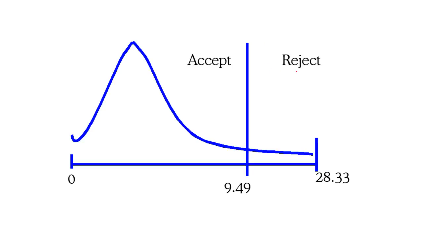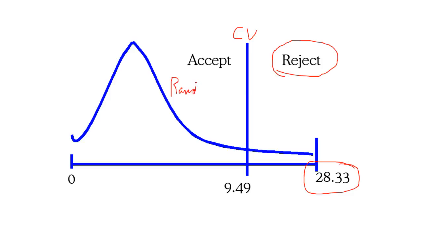So let's look at the picture. Here's 0. Here's 9.49. That's my critical value. Here's 28.33 all the way out here. It's in the rejection region. Remember, accept means random, and reject means not random. Okay, so that slot machine wheel is not random. Economists are more likely to show up than the others.